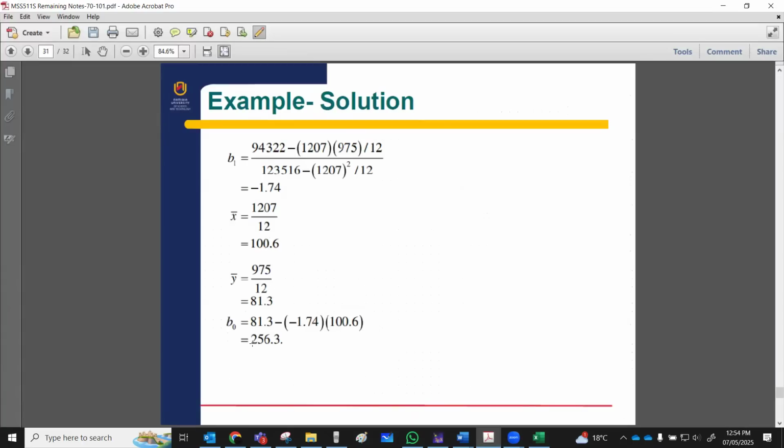Then our B naught, because of the rounding off here, it affected it a little bit. So in the test, I'm not really going to be too strict about the actual value. If I can see that, okay, I got 100.56, which is 100.6, and you got 81.3, and I got 81.25, those are essentially the same. So I'm not really testing you on rounding off. I'm more testing you on do you know how to work out these values that we are looking for?